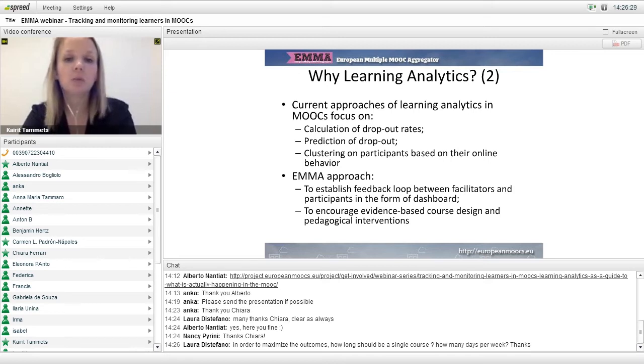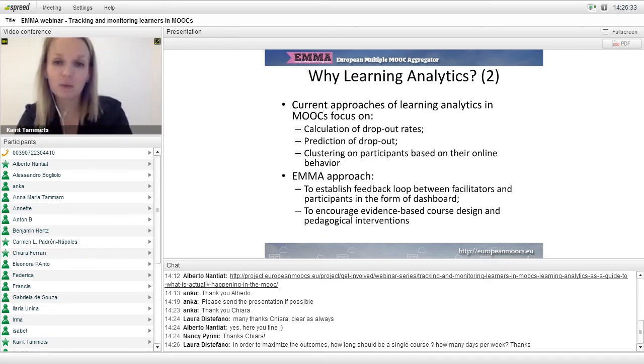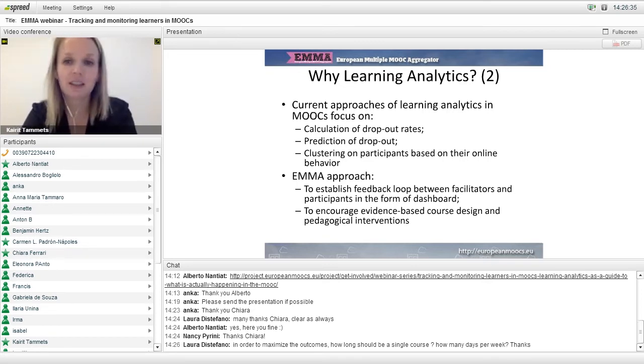At the moment, both MOOCs and learning analytics are quite innovative trends in educational settings. And more and more often learning analytics has been implemented in the MOOC context, although the focus seems to be more on calculation of dropout rates, prediction of dropout and clustering of the participants based on their online behavior.